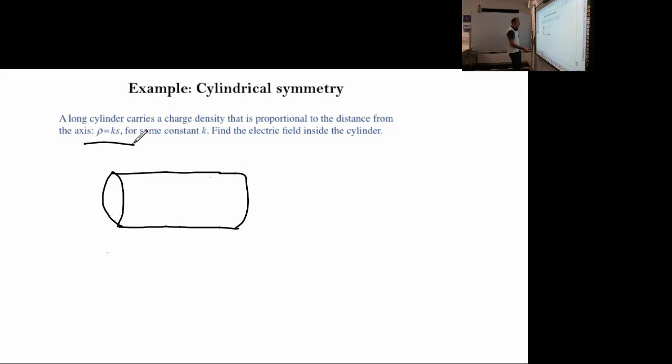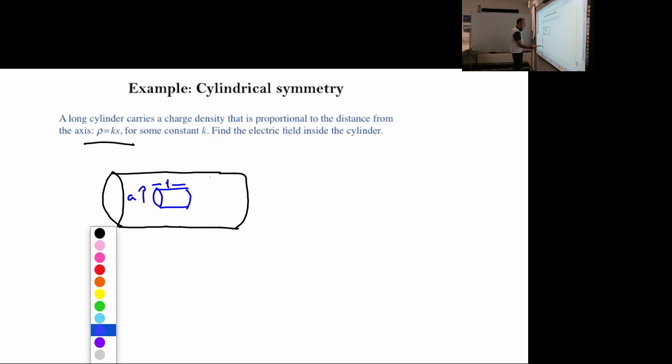So the first thing we're going to do is draw our Gaussian surface inside, and our Gaussian surface is going to have a radius given by a and a length given by L. And this is situated along the axis of our cylinder.